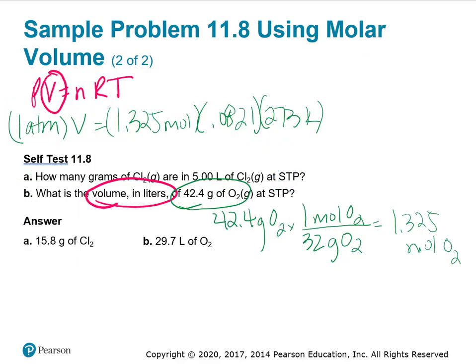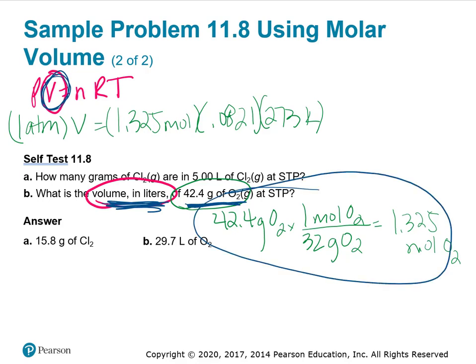For part B, we are trying to find the volume in liters. So I do not know my volume of 42.4 grams of oxygen. So I look at that and go, got to get to moles. So I did this first step here. I went from grams to moles. 1.325 moles of oxygen is equal to 42.4 grams of oxygen.